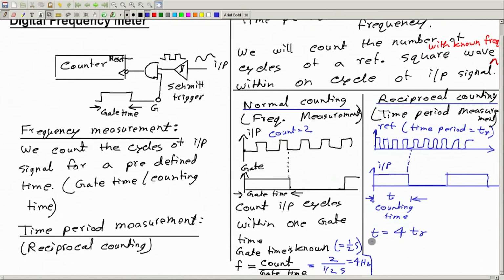And what will be the time period of the input signal? So, the input time period is therefore equal to 8 times T r, assuming that the duty cycle is 50-50. That means this is 50% of the total period. The period is from here to here.